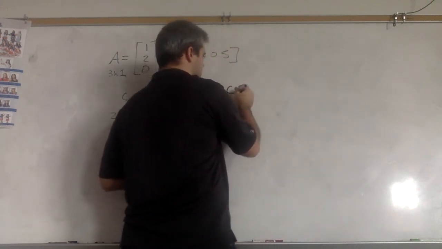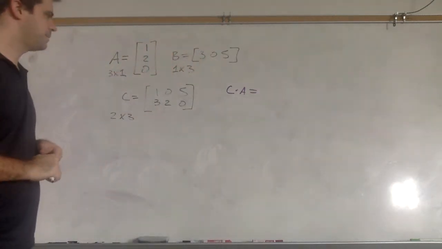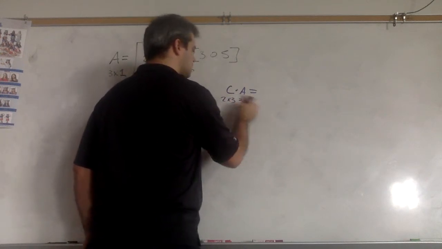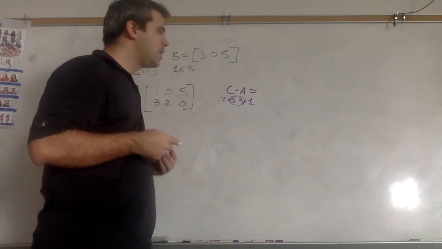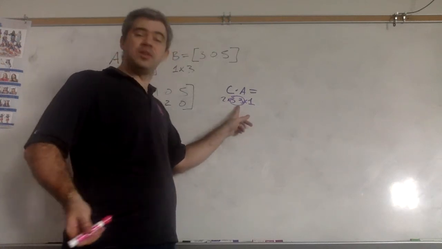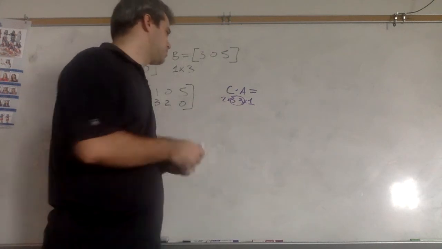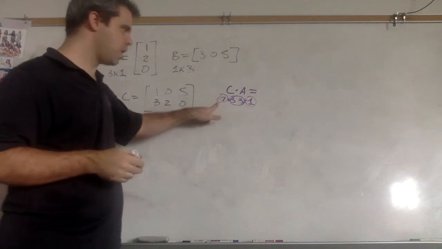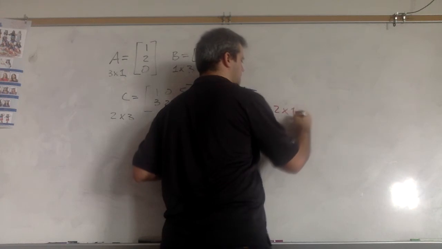So I'm going to first off try C times A. All right, so I've got a 2 by 3 and a 3 by 1. So because these are the same, this is legal. Now, what is going to be the size of the resulting matrix? Well, it turns out we looked at these inside ones to figure out if we were able to multiply them, but the dimensions are going to come from this row and this column. So my solution is going to be a 2 by 1 matrix.